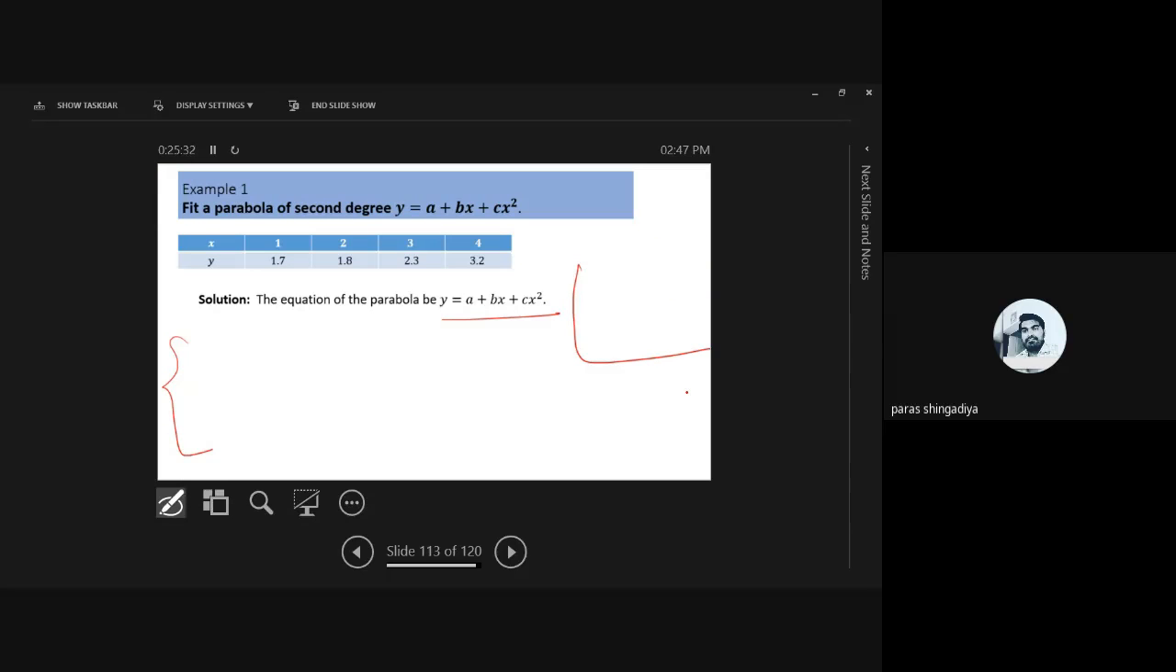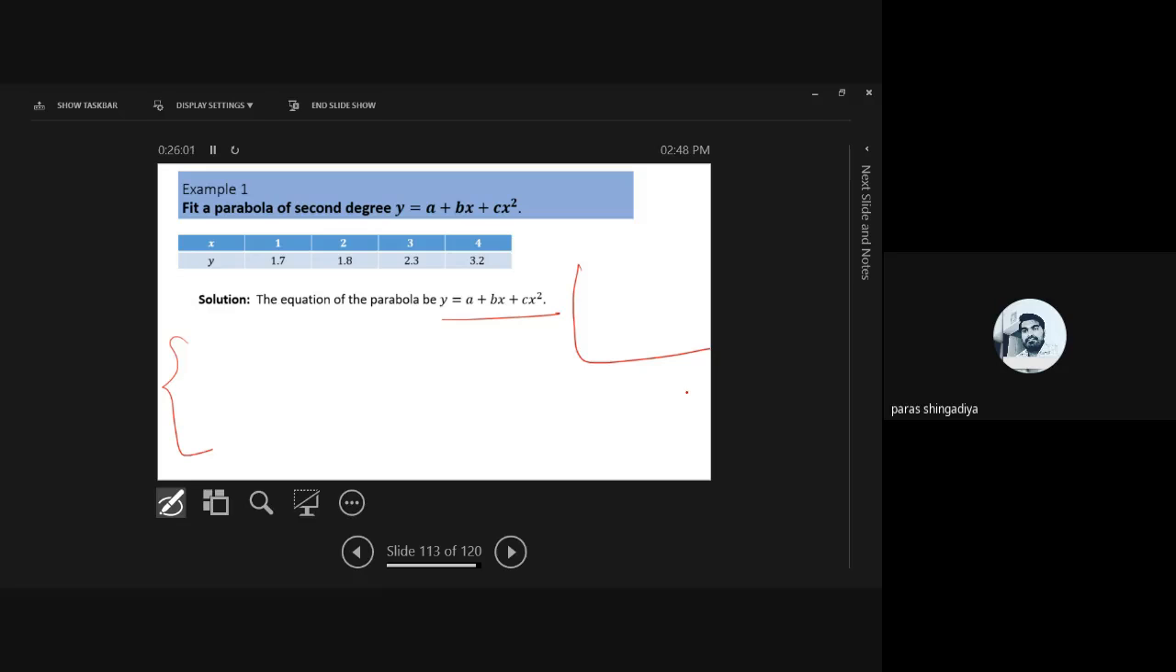And now in the first example, find the second degree polynomial. Find the second degree polynomial for the given set of data. Right now I consider this equation form. In place of that, questions also will be there: to find the second degree polynomial for the given set of data. So what is the meaning of second degree polynomial?